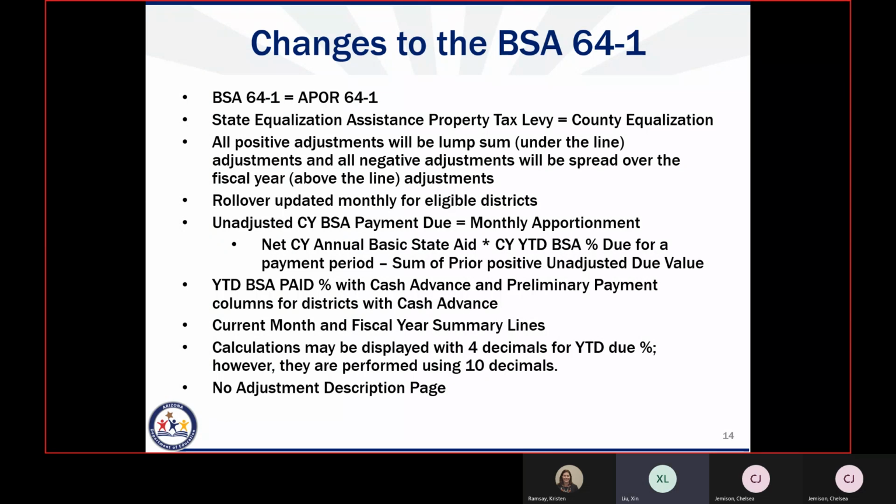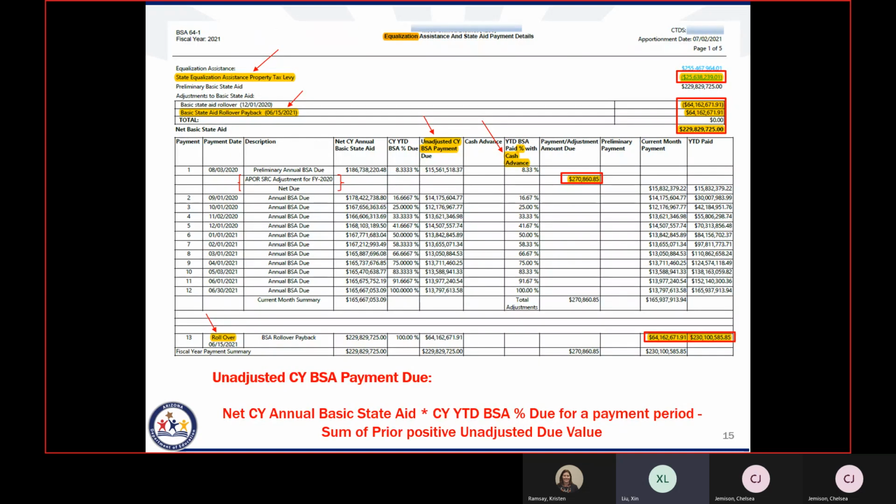We have the new payment report name, which is the BSA 64. We also got a new name for county equalization assistance. The new rule is applied for both positive and the negative adjustment. The state rollover will be updated monthly for all eligible districts. The new formula will be used to calculate the current year basic state aid payment due. And there is a new summary line added for both monthly payment adjustment and the current month's payment. There will be no individual description page for any adjustment in this new payment report. Next slide will show the actual report, and I will go over the details for those new features.